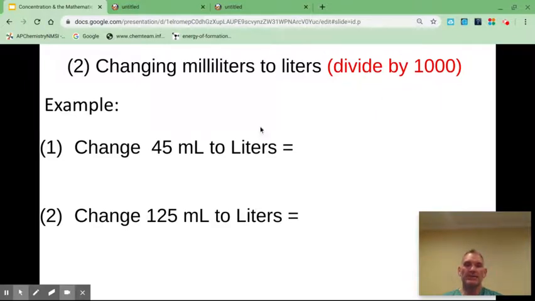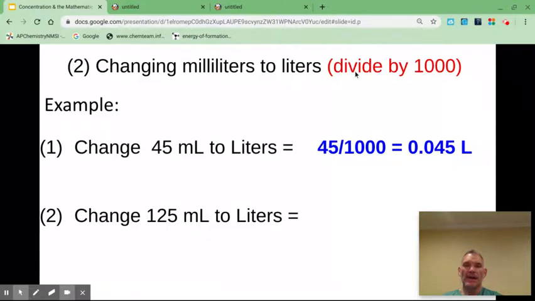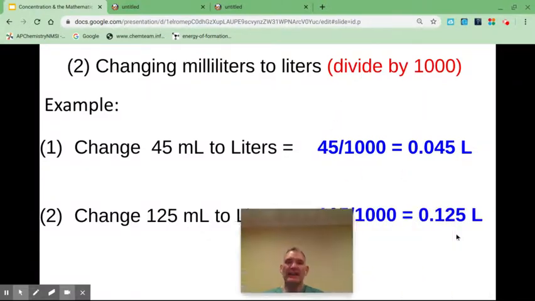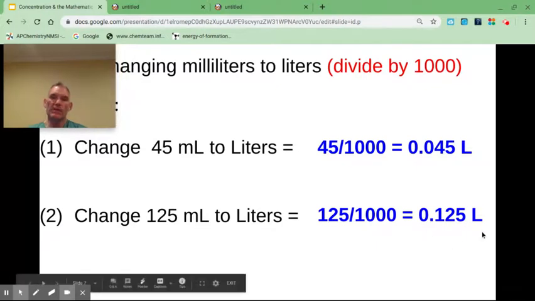Notice I'm going to change 45 milliliters to liters. So I'm going to take 45, divide by 1,000, and I get my answer. Now again, those of you who are good with this know if I just take the decimal place here and move it 3 spots over, I get the same answer. Either way you do it, doesn't matter as long as you have the right amount. The second one, changing 125 milliliters to liters. Take 125, divide it by 1,000. That is going to give you 0.125.